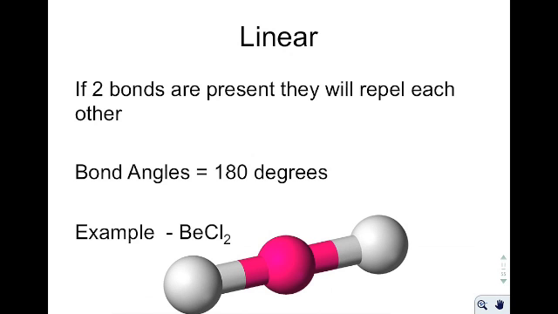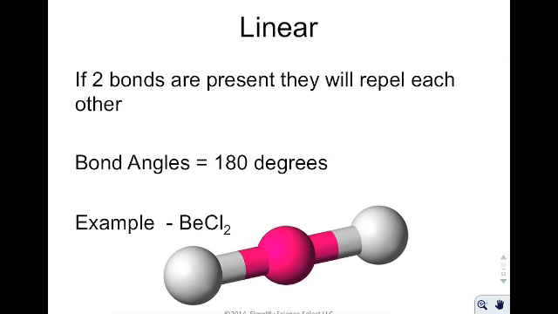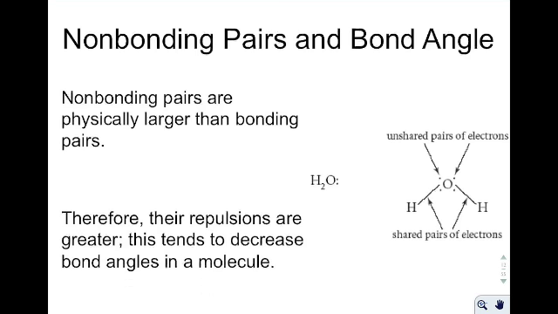An example of this is beryllium chloride, and so this right here would represent a linear molecule, okay, because these right here are getting as far away from each other as they can. Next, we can talk about non-bonding pairs in the bond angle. So we talked about how non-bonding pairs are physically larger. They occupy more space because they don't have as many restrictions on their position because of the bond.